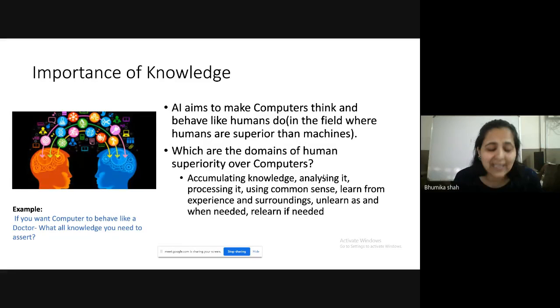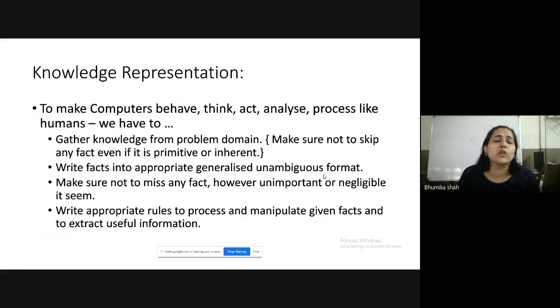So do you understand that here knowledge is very, very important, right? That is the power of knowledge whenever you are implementing any application of artificial intelligence. This is where we are showing that knowledge is very powerful. So in this unit we are going to talk only about knowledge and knowledge representations. So what is the importance of knowledge representations? Our aim is very clear now: we want computers to behave, think, act, analyze and process like we humans do in these specific domains where we are very powerful and very superior.